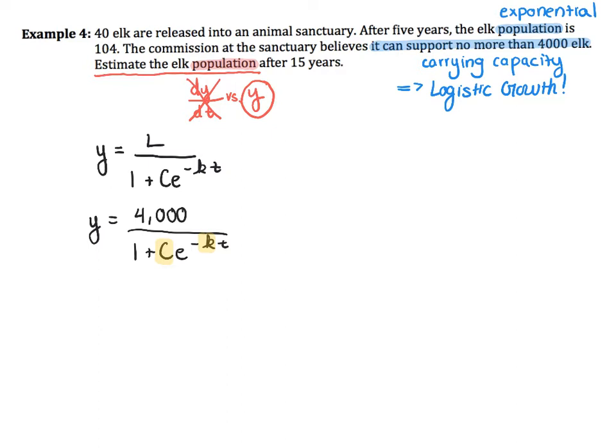Now careful. It says 40 elk are released into an animal sanctuary. It might be tempting to say C is 40 because C is our initial amount. But remember, this is a different structure. This is not the original differential equation that we started this packet with. This is a logistic growth model, so this is different. So let's use this information here.